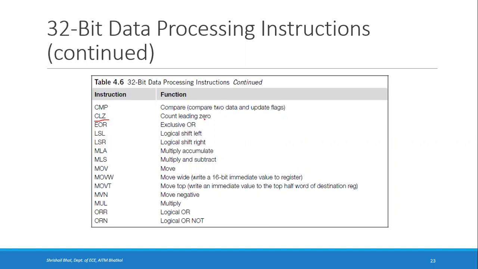Suppose the number is 2. 2 will be 1 0. In 1 0, before 1, there will be 30 zeros. So the number of leading zeros will be 30. That way, leading zeros means the number of zeros before any one would appear. That is called count leading zeros. So that is returned into a register in the CLZ instruction.